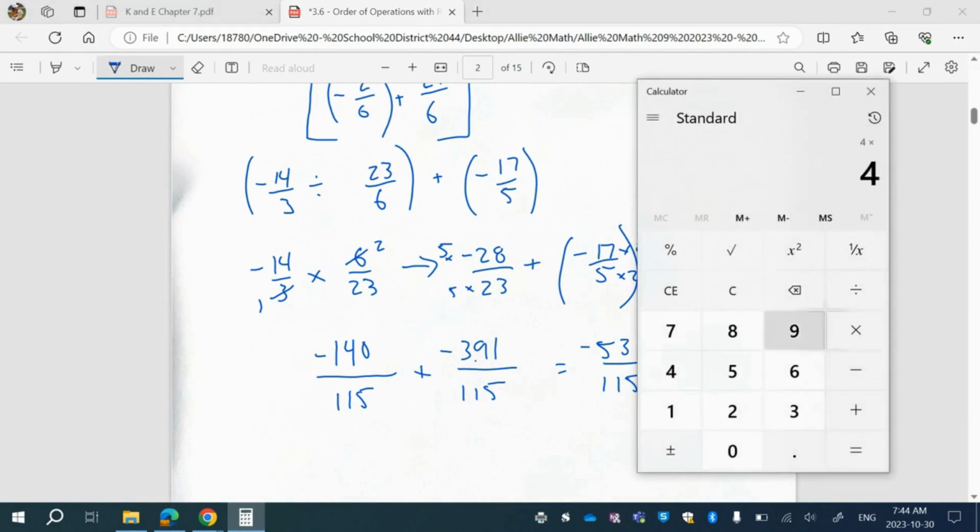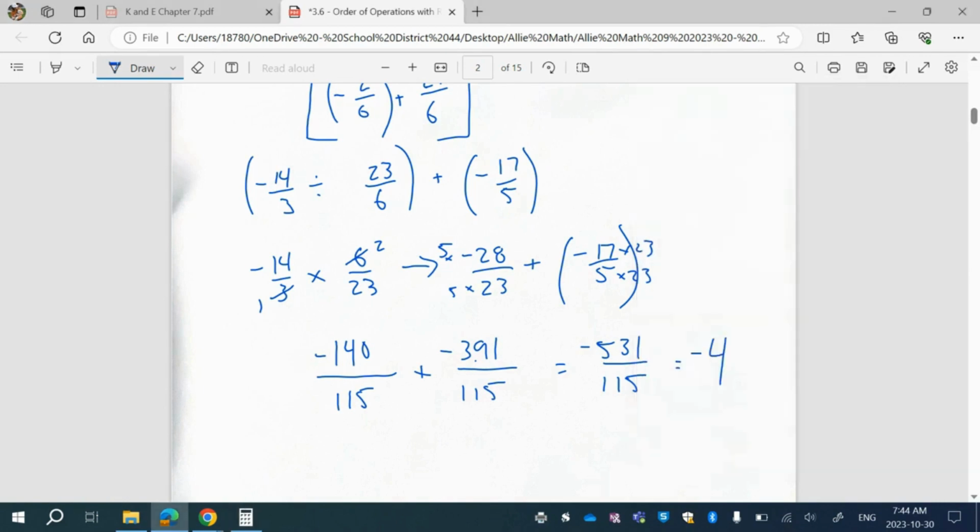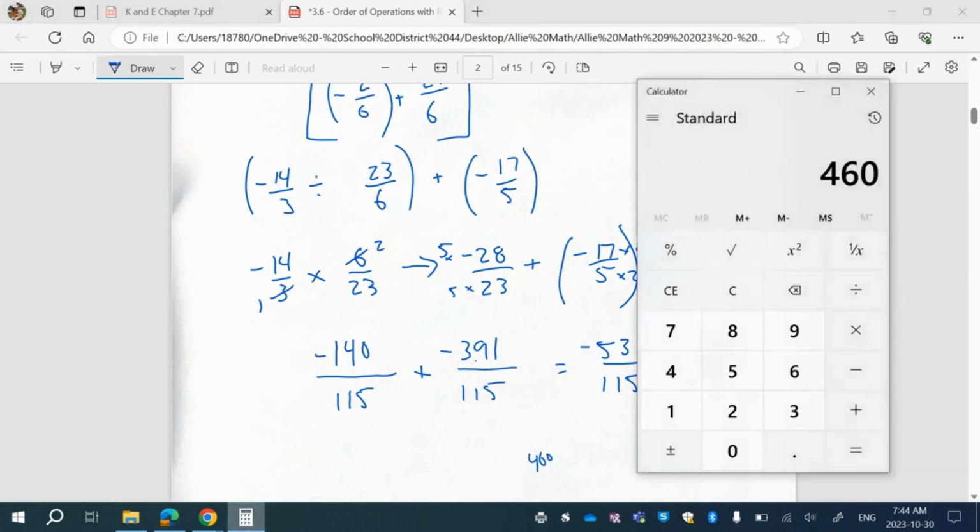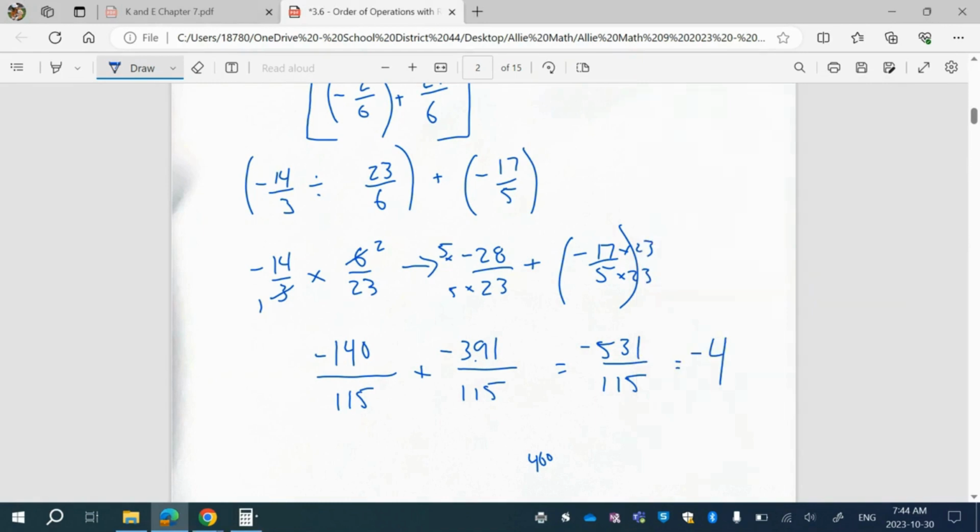Now I can go 4 times 115 equals 460. I'm just going to write this down here for me to remember. So let's go 531 subtract 460. Get 71 over 115. I don't know if there's any other numbers that go in there, but I'll leave it at that for now. If you can think of something, let me know, and I can reduce it further.